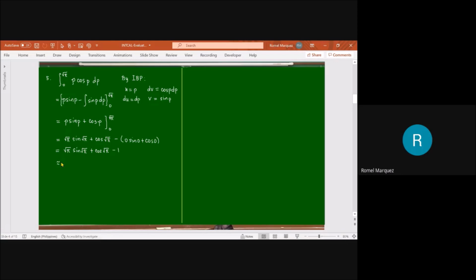Take note of square root of pi, there is a real number or in radian measure. Be sure your calculator is in radian measure. You set it in radian measure, guys, huh? Is that clear, guys?